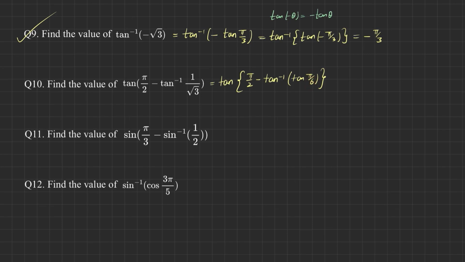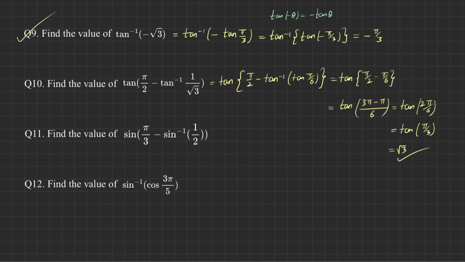So we have tan of pi by 2 minus pi by 6. Let us subtract these two angles. The LCM is 6, so it will be tan of 3 pi minus pi over 6, so it will be tan of 2 pi by 6. This means tan of pi by 3, which is root 3. So this is my answer. So question number 10 is done.